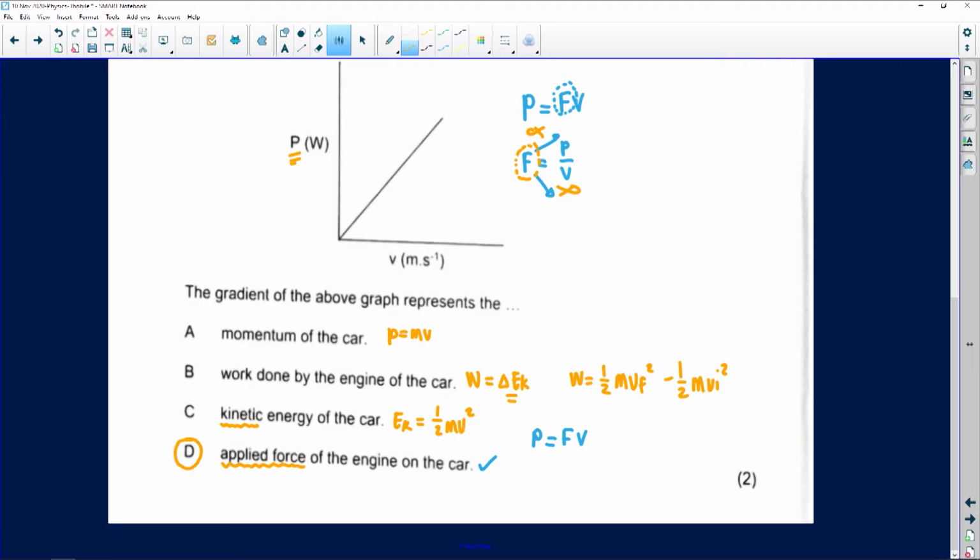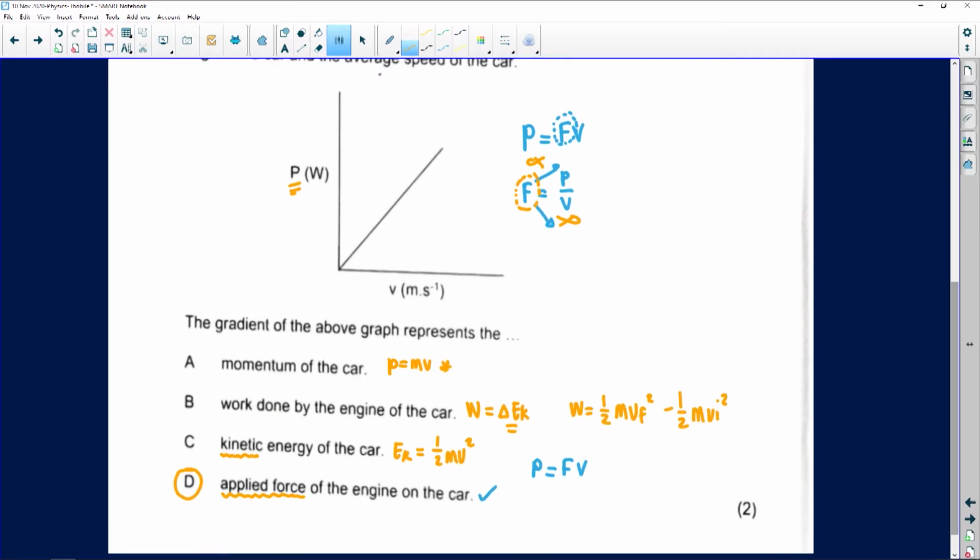If you're looking at all the other options, we just have momentum. I think here the examiners thought they could actually trick you with having a capital P for power and a small p for momentum. Now remember, you can use momentum in a car when you are talking about impulse, but not about power.